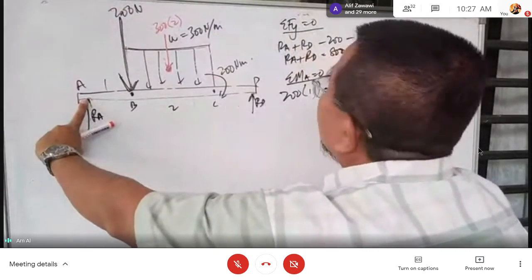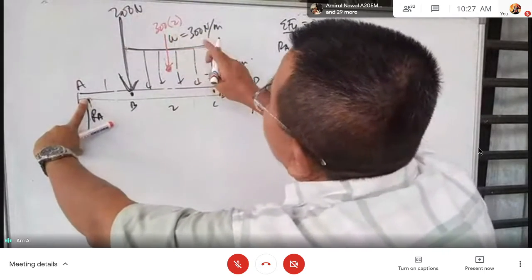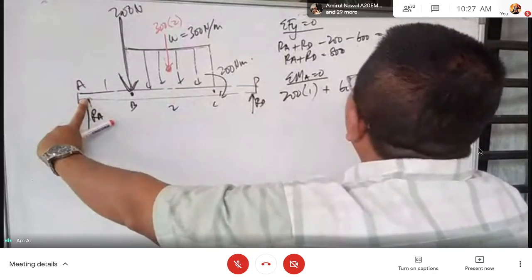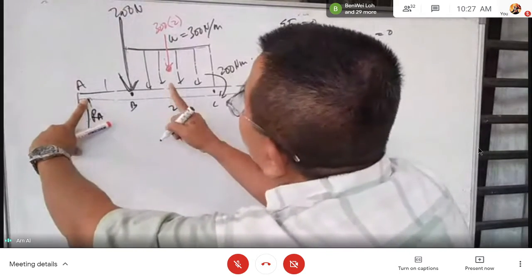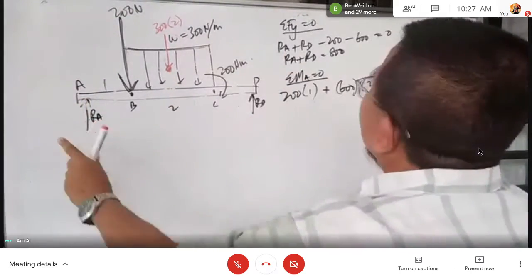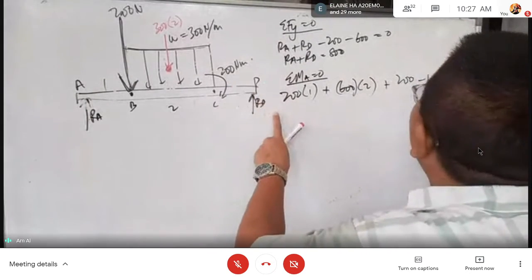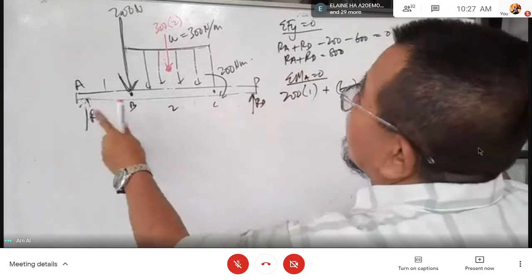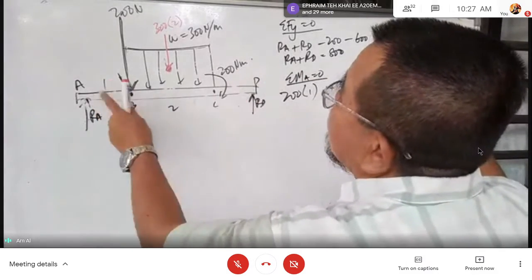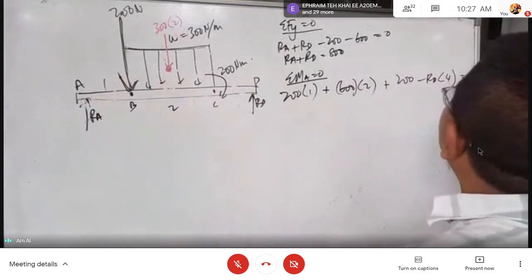So, plus also, the load is 300 times 2, 600. The load is 300, the distance is 2, from here to here, 2. And then plus another 200 there. And then minus RD times 4 equals 0.